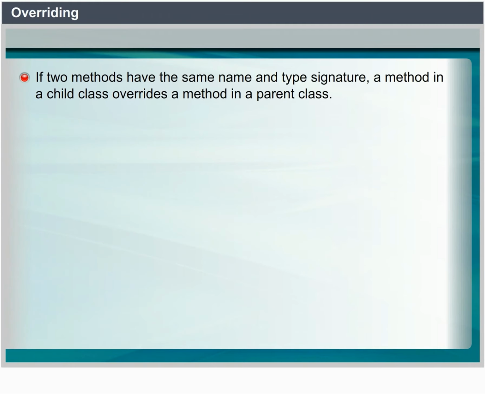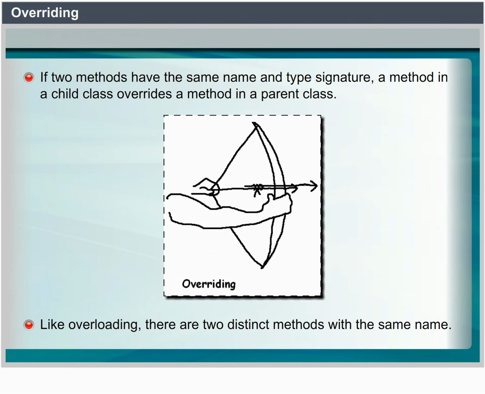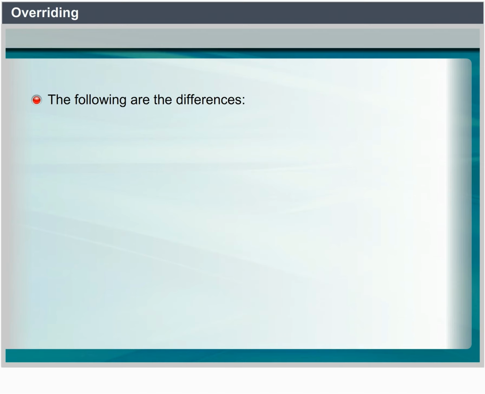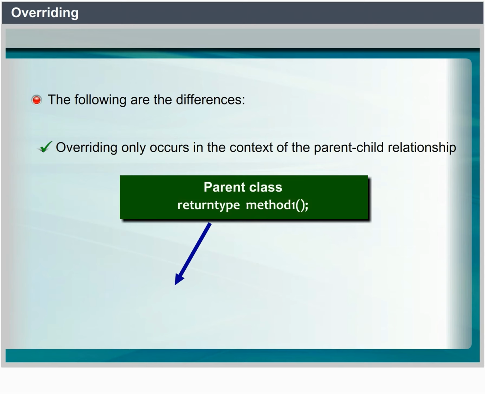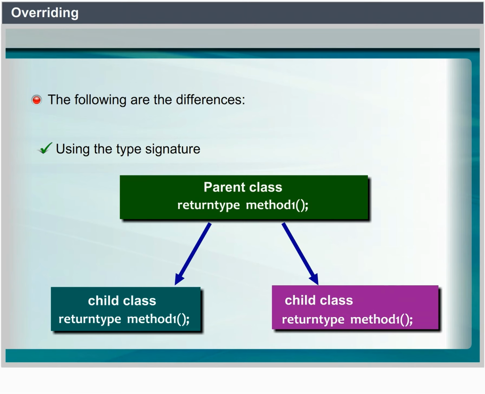Overriding. If two methods have the same name and type signature, a method in a child class overrides a method in a parent class. Like overloading, there are two distinct methods with the same name. The following are the differences. Overriding only occurs in the context of the parent-child relationship. Using the type signature, sometimes overridden methods are combined together. Overriding is done at runtime, not at compile time.